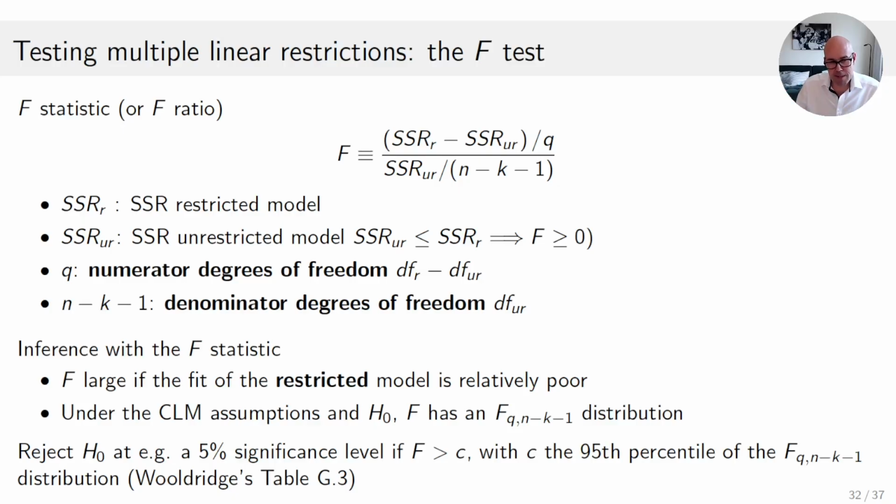Now, I'm going to reject the null at, for instance, the 5% level if that F, the value of the statistic that I'm calculating, is bigger than the critical value, and the critical value is the 95th percentile of this F distribution. And these critical values you can actually look up in Wooldridge's table G3.